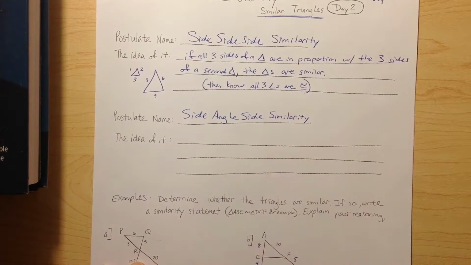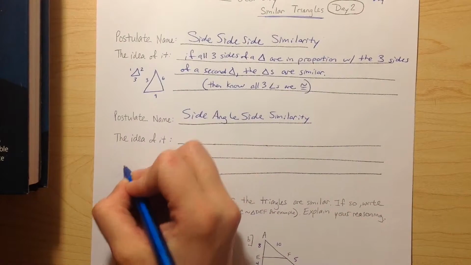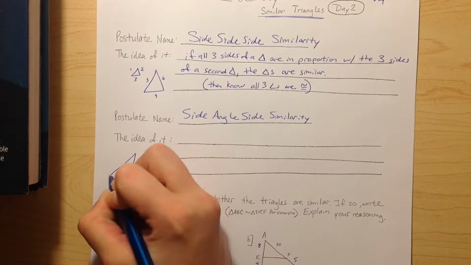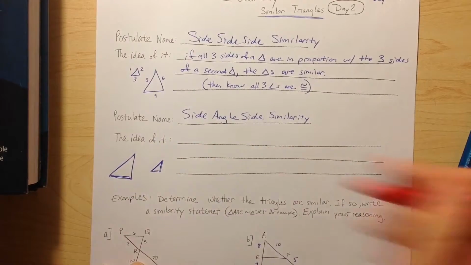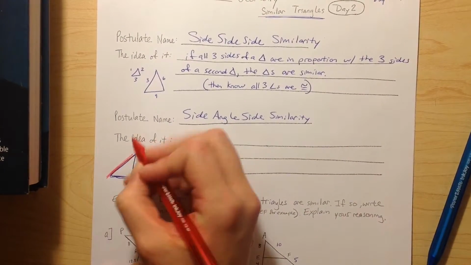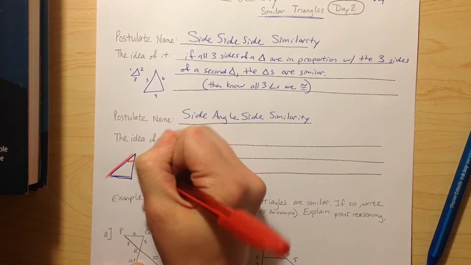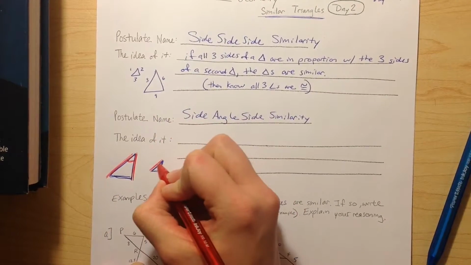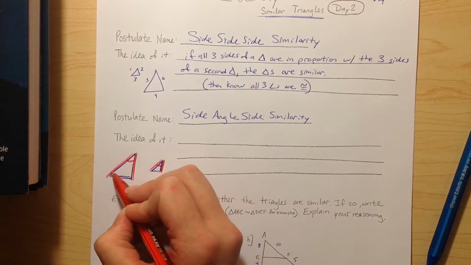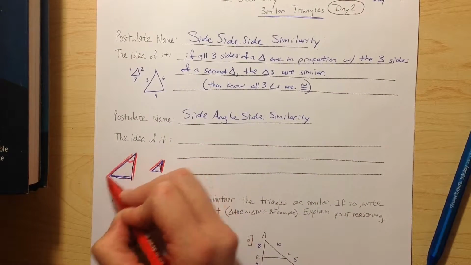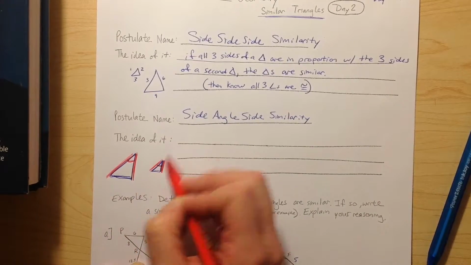Just like with side-angle-side congruency, it has to be, let me draw this here, if I have that triangle compared to this littler guy, it has to be side, the included angle, side. Side, included angle, side. It can't be two sides and like a random angle over here. It has to be the one that connects the two sides.